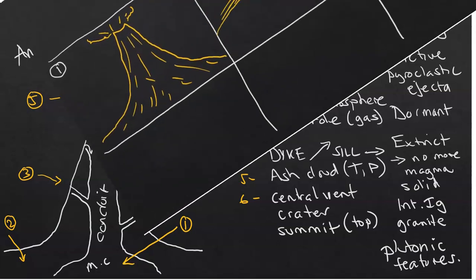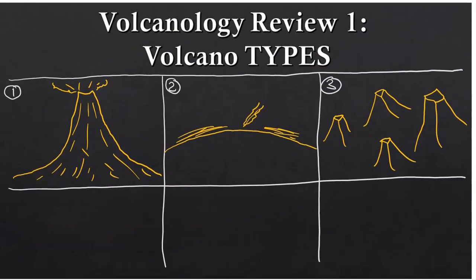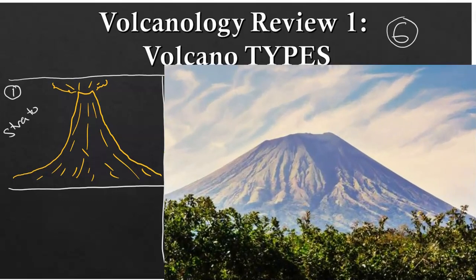So the main volcano types, there are 6 main types. You've got the nice strato volcano, also called the composite. Now this actually means layered. This volcano is made from layers of ash and lava.